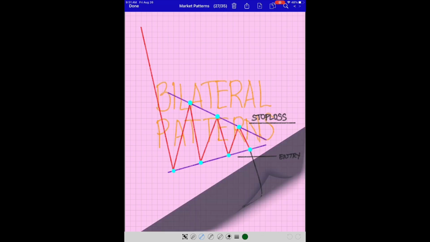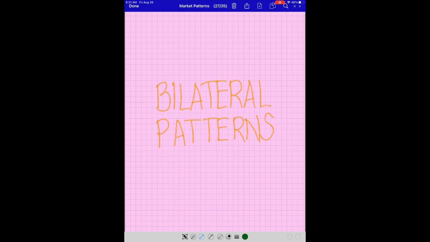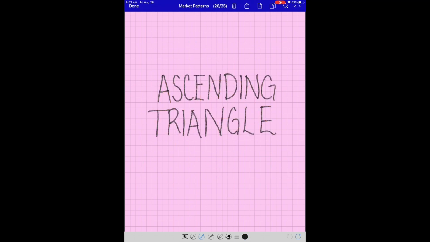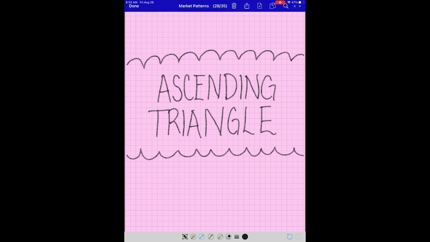We've talked about reversal patterns, we've talked about continuation patterns, but now I want to talk about bilateral patterns. Bilateral chart patterns are patterns that indicate that the currency's price can move in either direction. First up for bilateral patterns, let's talk about the ascending triangle.